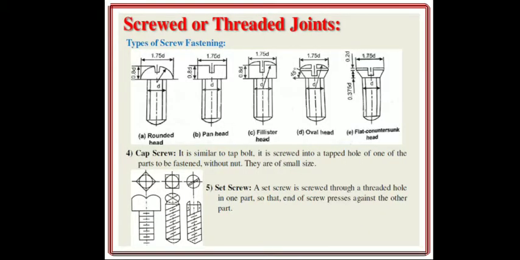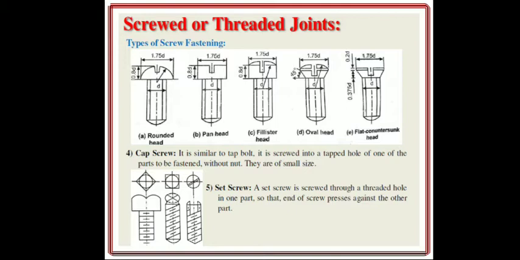Now the various types of screw heads. The first one is the rounded head. You can see the upper head of that particular screw is a rounded one. Then pan head, philister head, oval head and flat countersunk head. So these are the various types of screw heads.